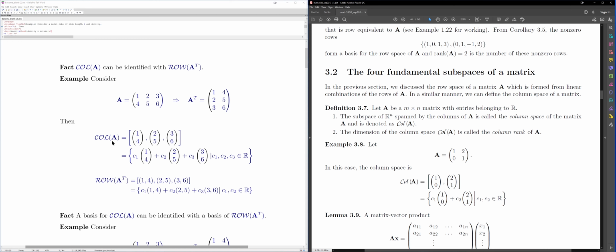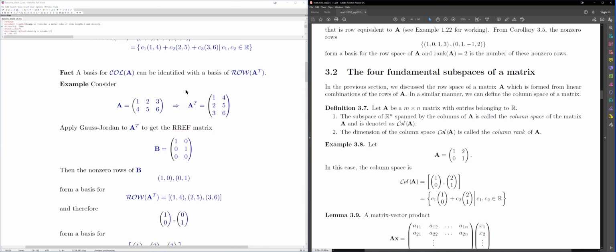But we didn't get into isomorphisms as yet. We'll get to that when we start talking about linear transformations, probably in about 3 or 4 weeks or so. But for the time being, you want to realize that the column space of A is essentially the same thing as the row space of A transpose. So there's an identification between them.